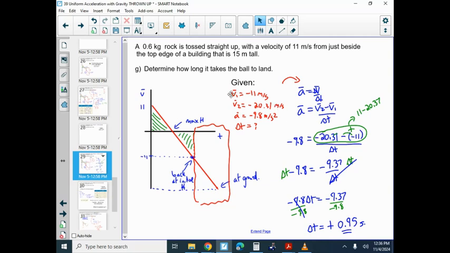We have the initial velocity of minus 11. If we want to think of this as a starting point, we have the 11 down, we have the final velocity of 20.31 down, and the acceleration. We can calculate the time it takes to land, but that's from when it got back to the initial height. So you would just add them all up, right? That's one way of doing this. You just add them all up.